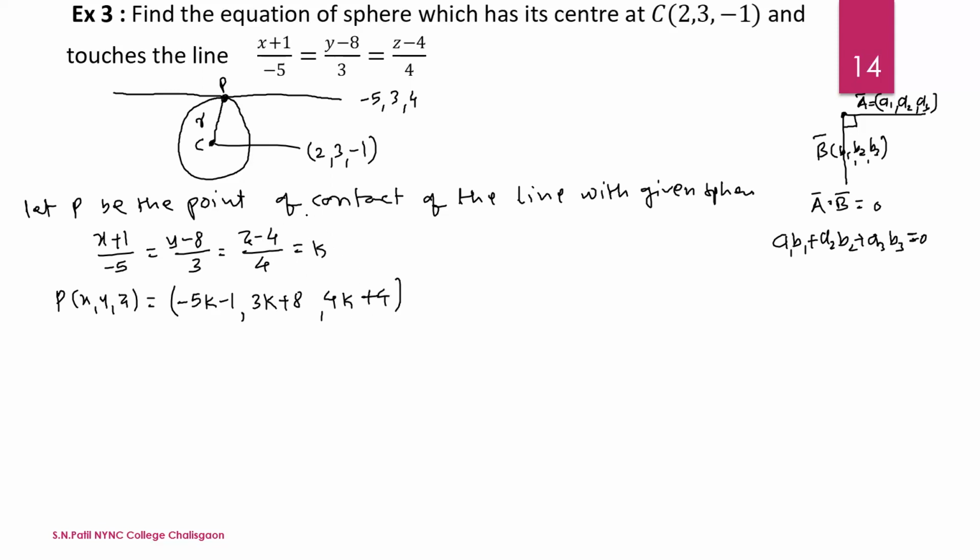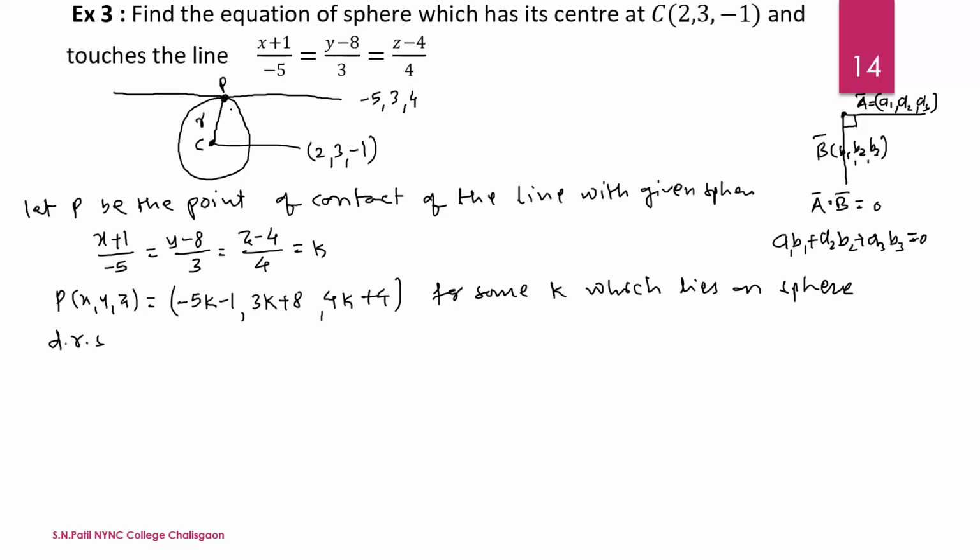So here we get the general point, which for some value of k lies on the sphere. If it lies on the sphere, then we can find the DRs. So the DRs of CP.